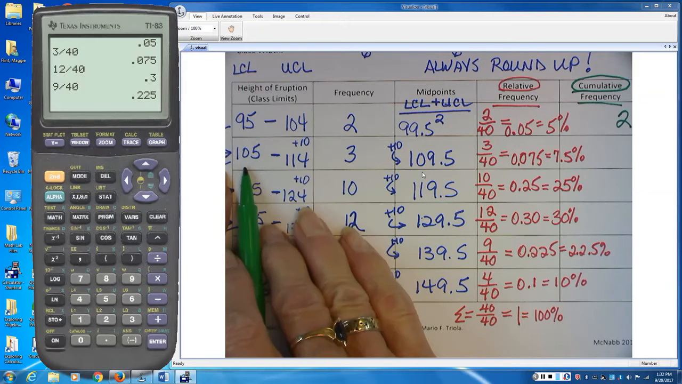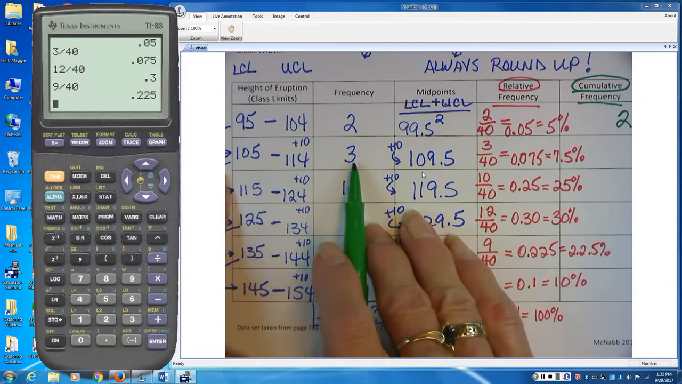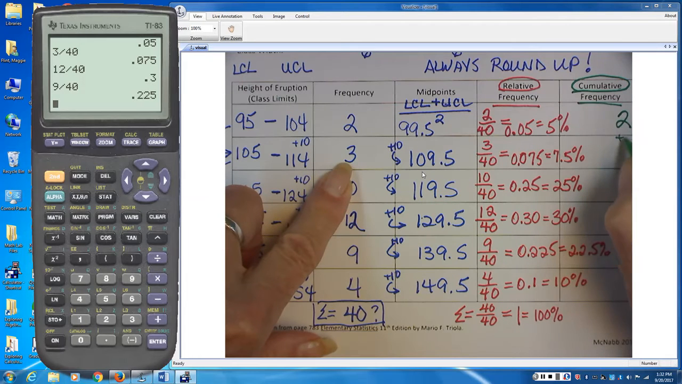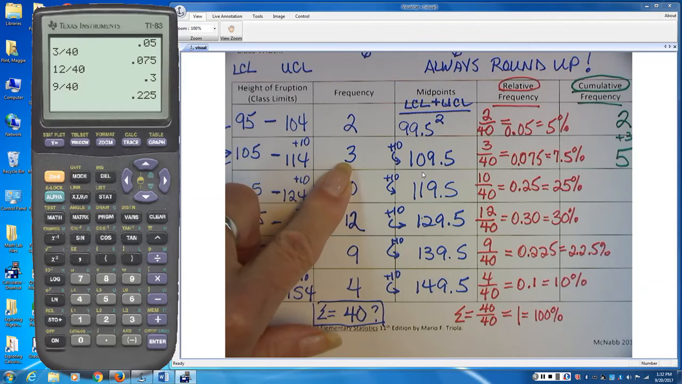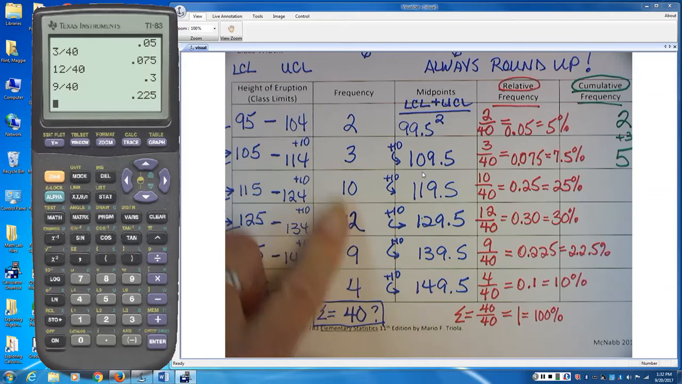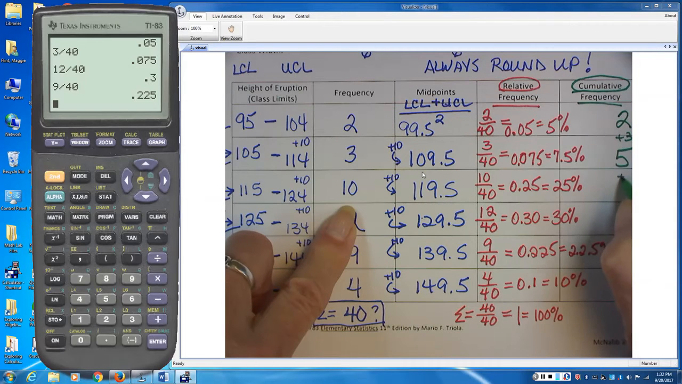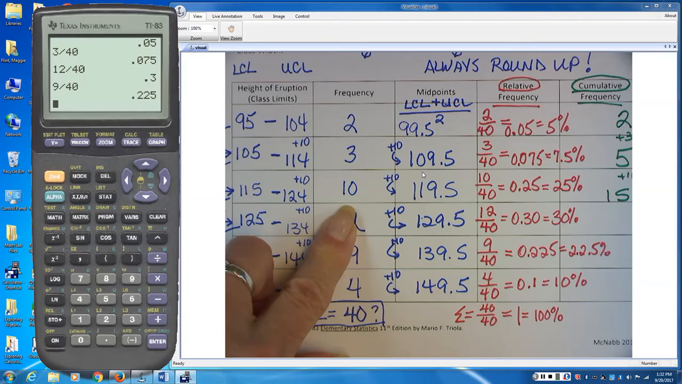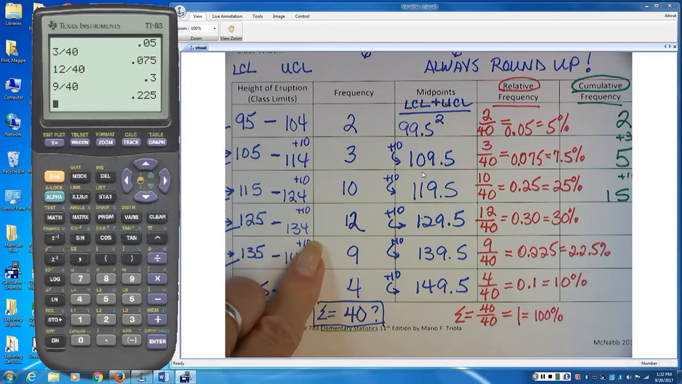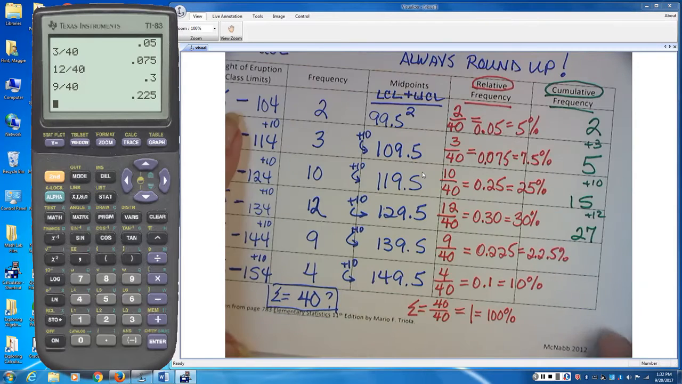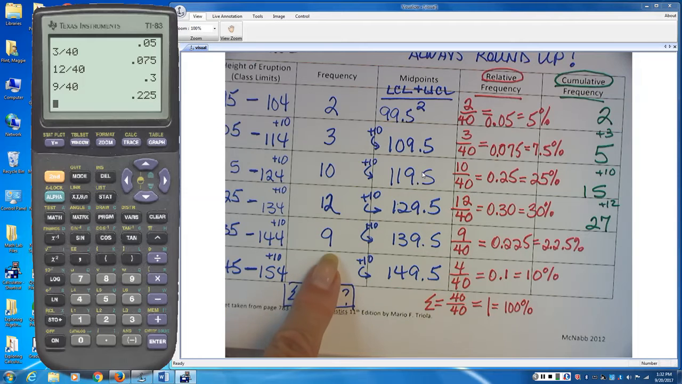But by the time I get to the second class, I've got 2 plus 3, which is 5, for my cumulative frequency. And then when I move to the third class, I'm adding 10 more. So at this point, I have 15 of the 40 data values. And by the time I move to this class, I have 12 more. So I have 27 of the 40 data values. And then when I move to this class, I have 9 more. So I have 36 of the data values.